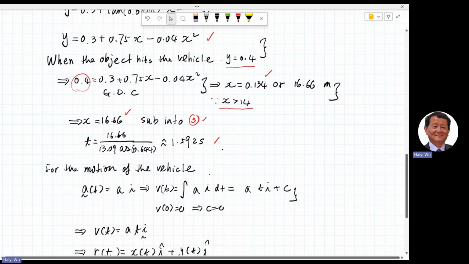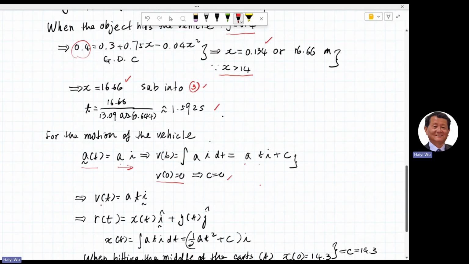So now the motion of the vehicle, before we finish, because we need to work out the acceleration of the vehicle. So we're going to work out a motion for the vehicle. First, we know the acceleration function is the magnitude of a times i, which is only horizontal, no vertical. So we're going to integrate that: velocity is a t i plus C. When the vehicle starts at rest, which is 0, C must be 0. Therefore, my velocity for the vehicle is a t.